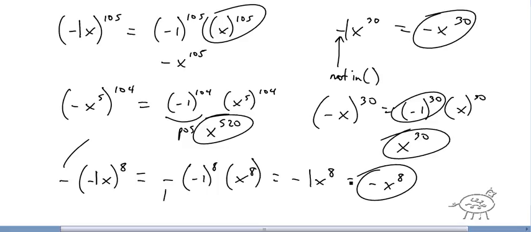Okay, if it's not in parentheses, it doesn't get cubed or squared. It doesn't get raised to that power. If it's inside the parentheses, write it as a 1, and then figure out if it's even or odd.